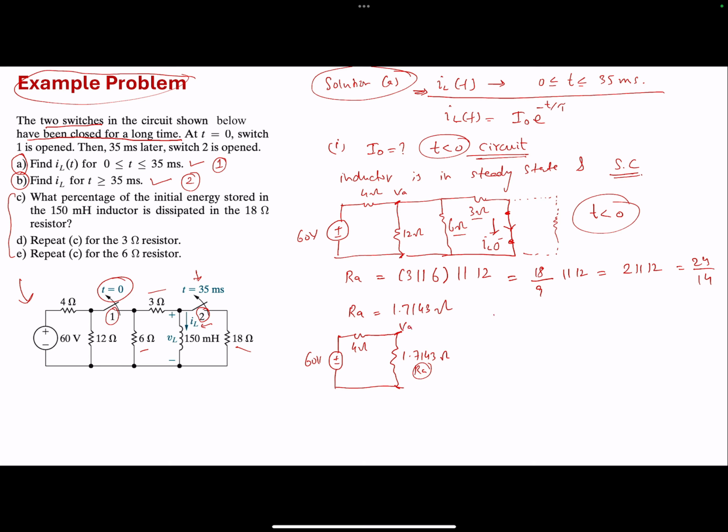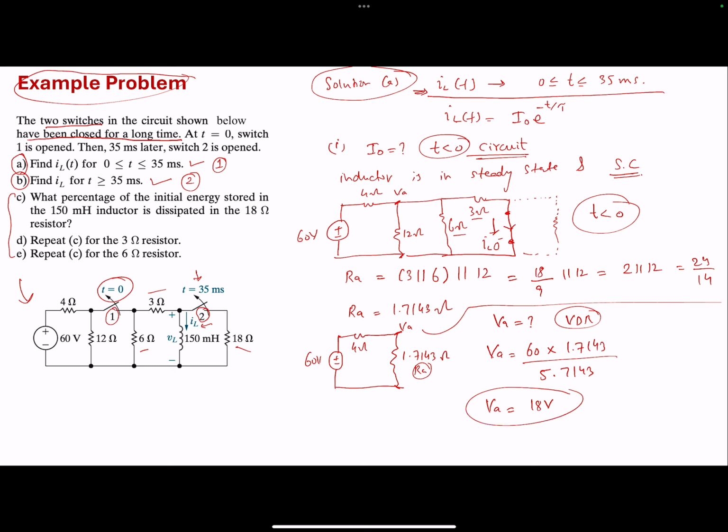In order to find VA, I can apply the voltage divider rule. Again, simple. It is 60 volts multiplied by the resistor across which I'm finding the voltage, 1.7143, divided by the summation of both of them, 4 plus 1.7143, 5.7143. If I solve this, VA comes out to be 18 volts. So the voltage across over here is 18 volts.